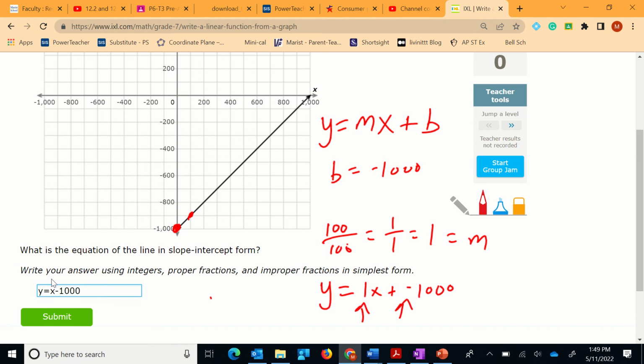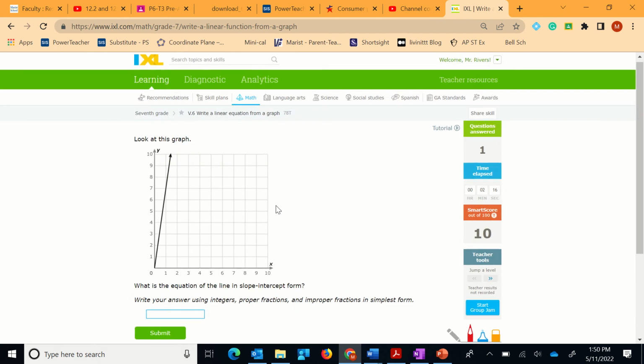Y equals mx plus b. Negative 1,000 is my y-intercept. My slope is 1. By the way, when the squares are the same, you can treat them like they're squares of 1. Rise 1, run 1. Each square is worth 100 in either direction, so that's a little shortcut you can take. You don't have to actually do 100 over 100, but I wanted to show you it still works the same. So there we go. Let's do a couple more together before you go on your own.